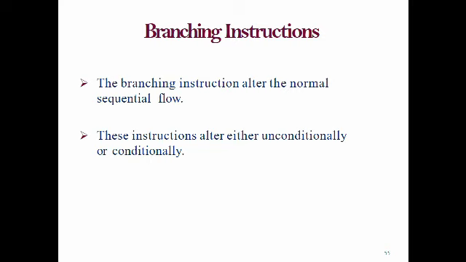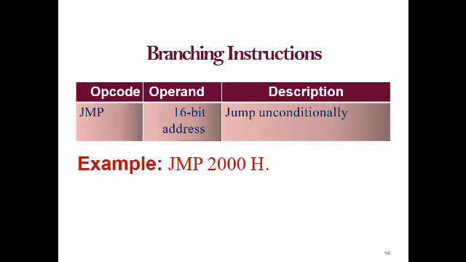Jump. This is an unconditional jump. Jump to the given address. For example, jump 2000. So the program sequence is transferred to the memory location specified, that is 2000H, by the 16-bit address given in the operand.